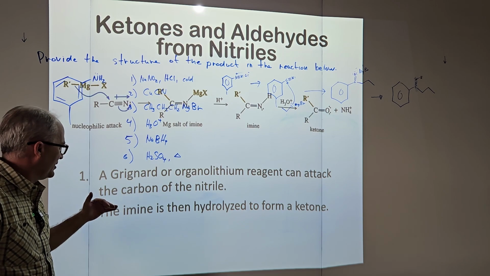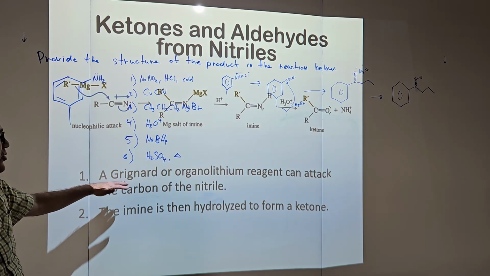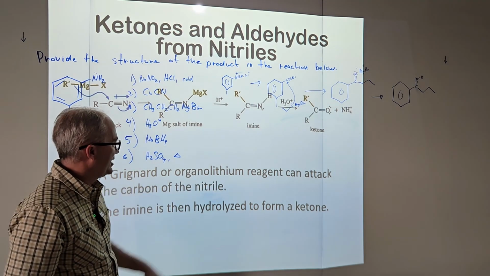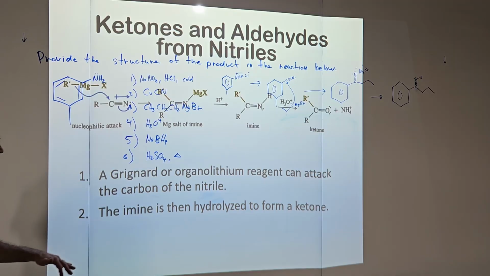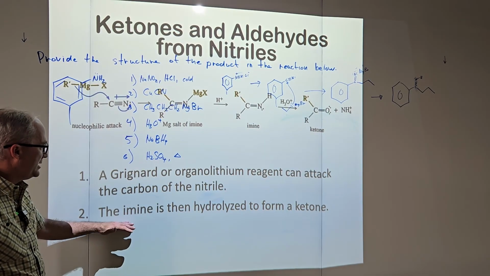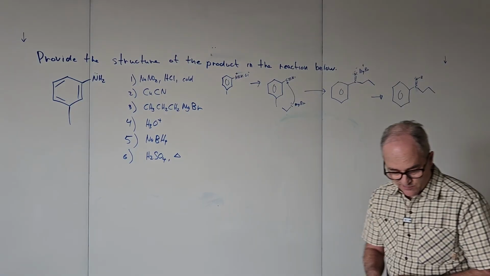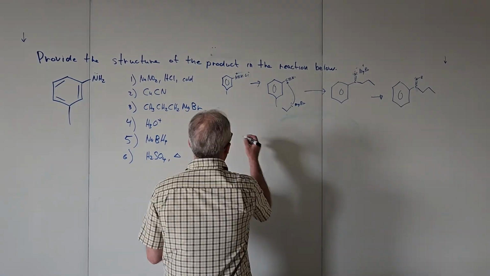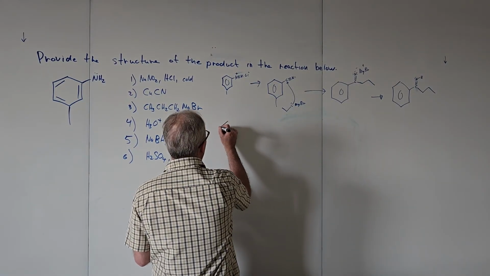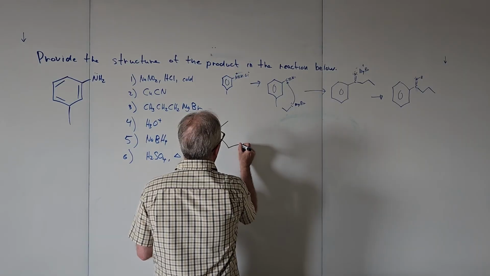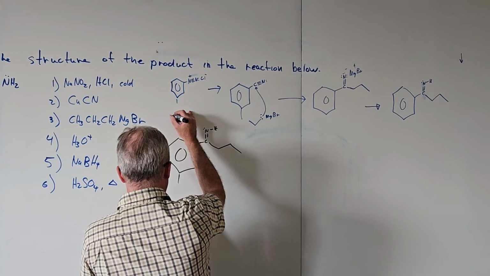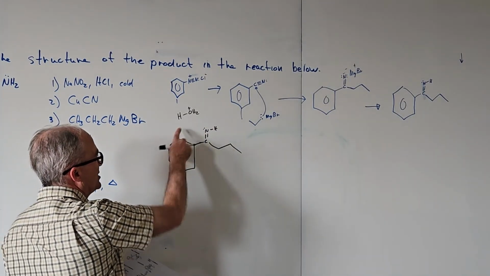And so we went through this kind of quick. It says a Grignard or organolithium reagent can attack the carbon of the nitrile. The imine is then hydrolyzed to a ketone. So how does that occur? I'm gonna just come over here and then I'm gonna erase it so we can keep going with the rest of this problem. So we have, I'll draw my hydronium ion this way.